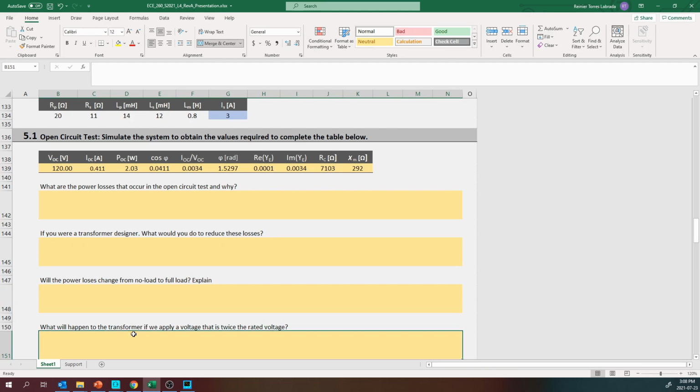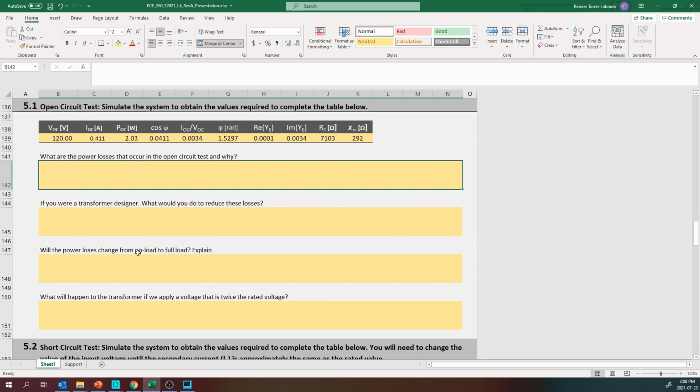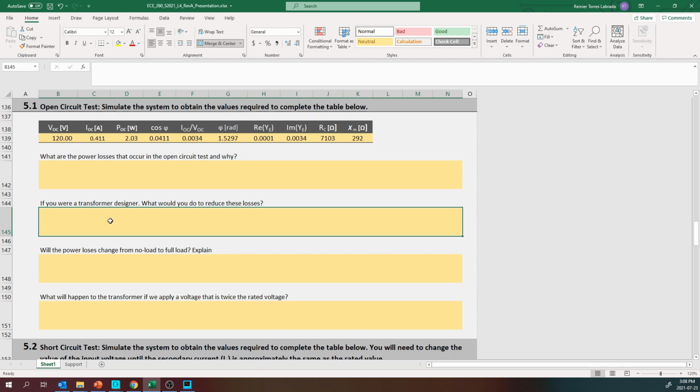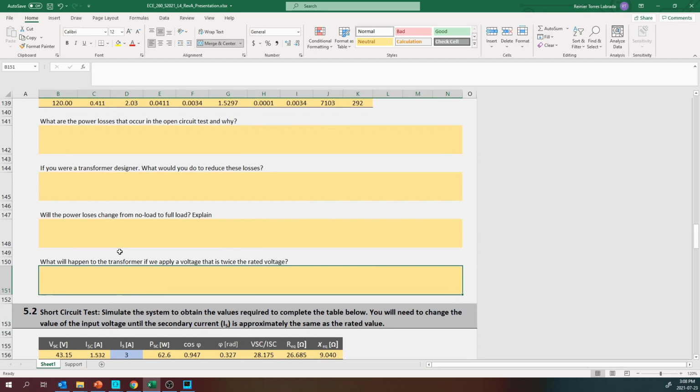So every question in this section, even if you find a very similar one in the next one, they are different. So you need to focus particularly from the perspective of the open circuit test. What are the losses? What can I do to improve the transformer, if I were a designer? Which losses don't change, and what would happen in this test if I just apply more voltage, for example?